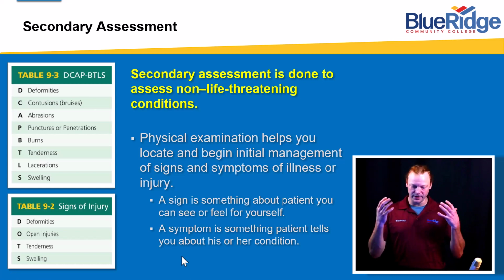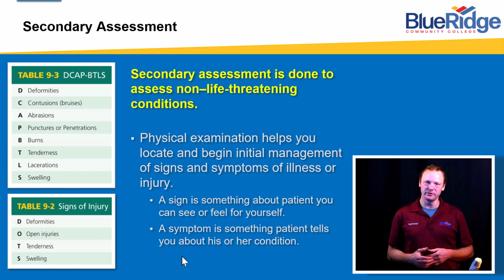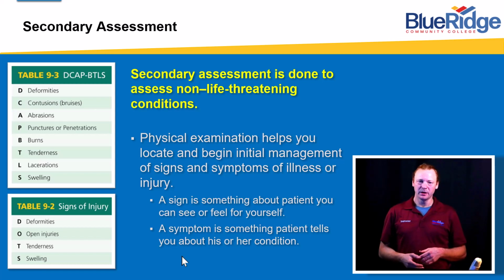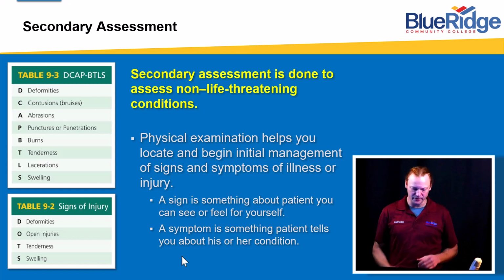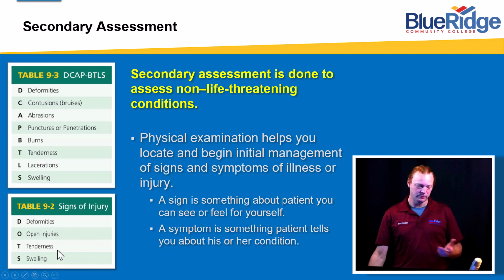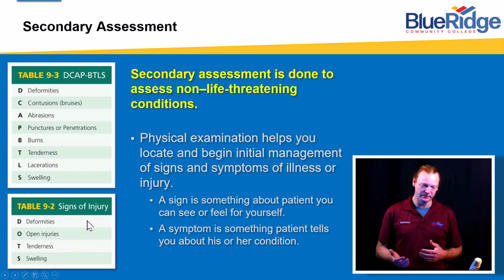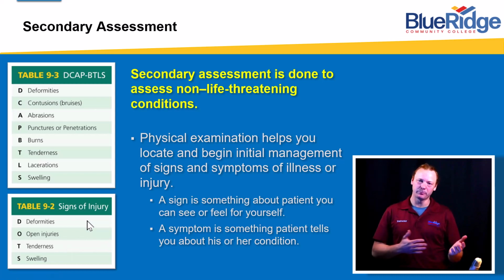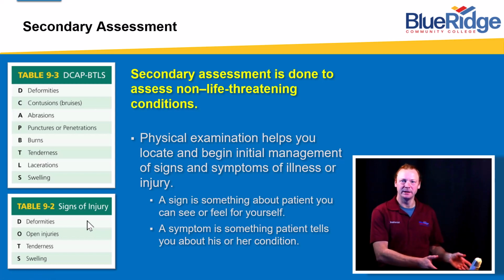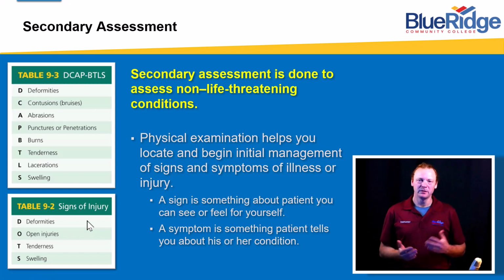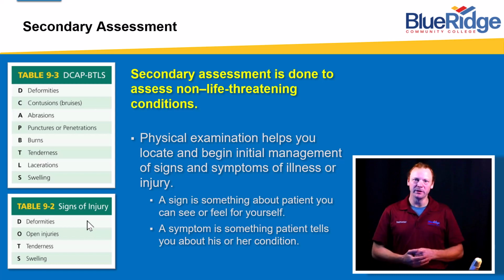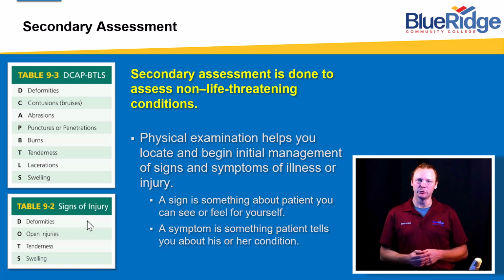When you're actually physically examining the patient, you're no longer interviewing the patient. You're doing more of the hands-on assessment. Keep in mind that you want to communicate with your patient while you're doing this. You want to ask for permission. Is it okay if I touch your left leg? Is it okay if I feel your belly? Things like that. If they're unconscious, all bets are off. They can't say yes or no. You're going to assume that they want the help that you're providing.